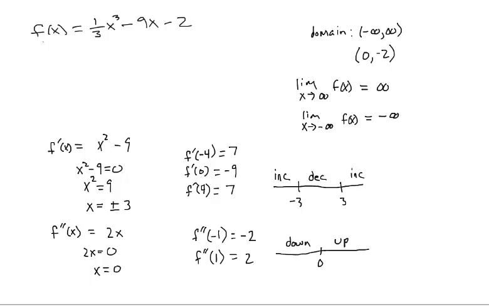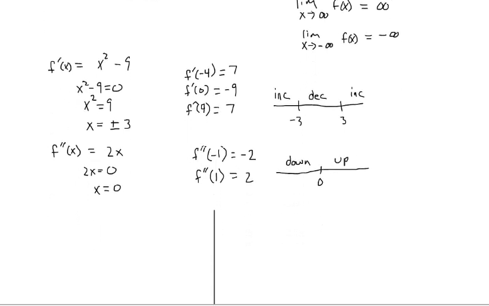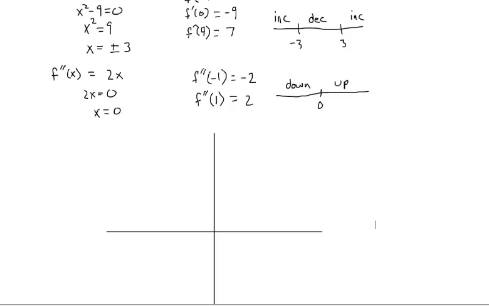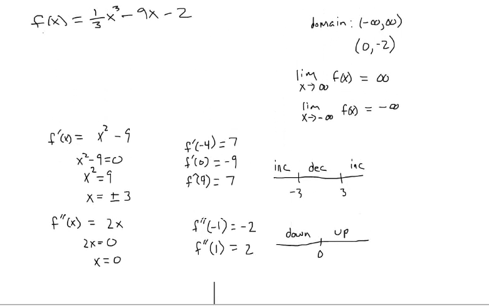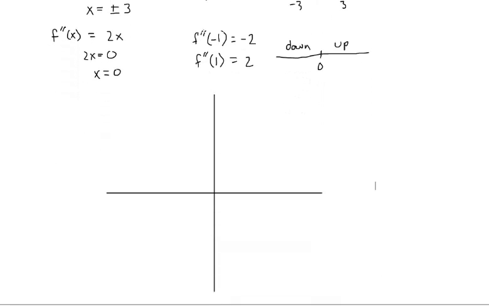So this is everything we've learned up to this point, and now we need to learn how to put it all together. So now we want to take a look at graphing this. So first thing we want to do is plot all the points we know. So here we know that 0, -2 is a point on the graph. It was our y-intercept. So we're going to have 0, negative 2. So we know this is a point on the graph.